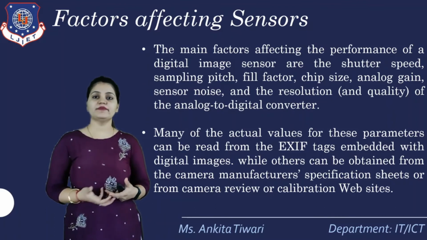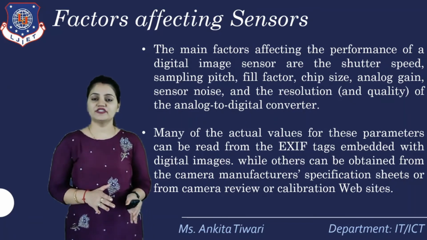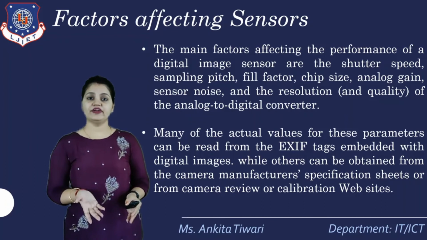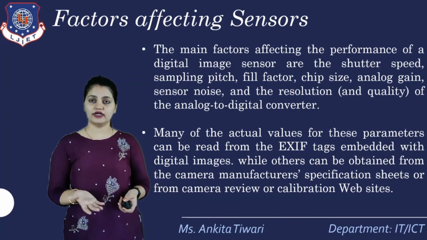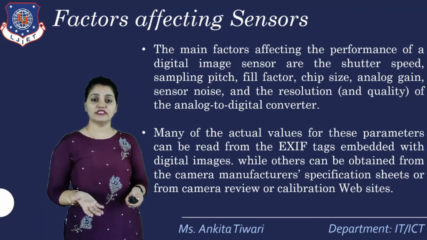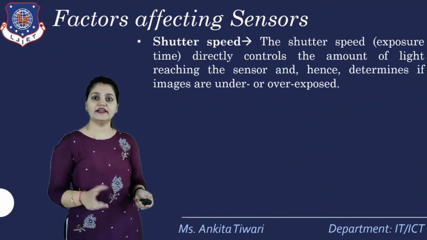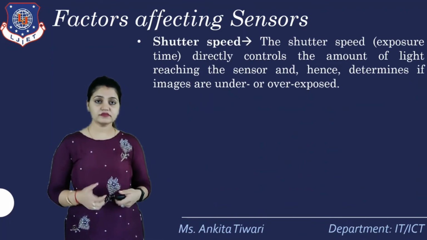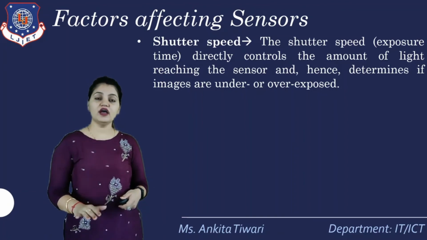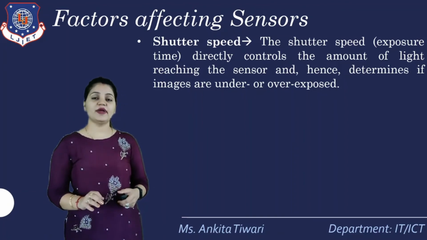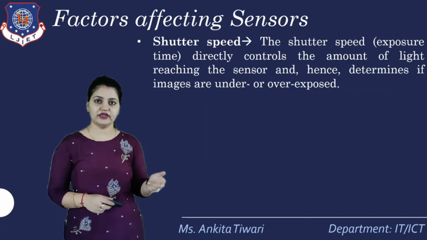Others can be obtained from the camera manufacturers' specification sheets, or from camera review or calibration websites. So these are the things we need to understand about the factors for the sensors. Now we'll see each and every factor in detail. First of all, the shutter speed. The shutter speed directly controls the amount of light reaching the sensor, and hence determines if the images are under or overexposed.